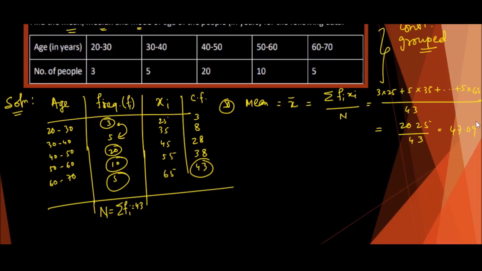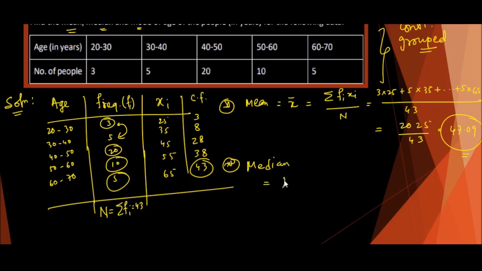47.09. Okay, this is the mean value. So find the mean. This is your answer. You can check your answer whether you got this or not. Okay, that is mean. Next one is median. What is median? What is the formula for median?